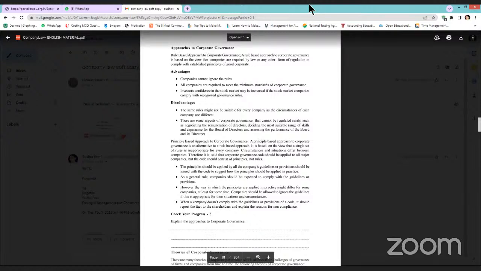You should not allow students to do only BCom or only MCom, something of that kind. You should not have single-based rules. You should adapt to newer systems, newer markets. They say circumstances and situations differ from company to company. Therefore, the corporate governance code should be applied to all the major companies, but the code should consist of principles, not rules. Because when rules cannot be followed by some organizations but need to be followed by other organizations, it's difficult.